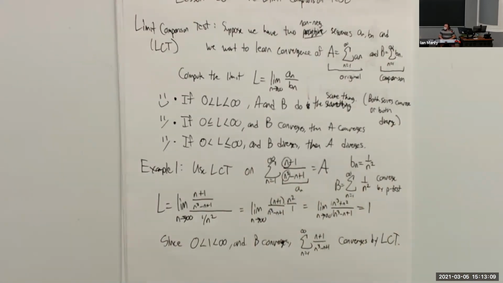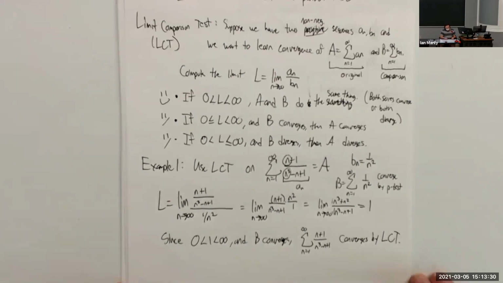Can the LCT be used in lieu of the direct comparison test? Yes, it can, and my bias is to use the limit comparison test as often as possible. I personally don't really like the direct comparison test very much, so by default I use the limit comparison test. But we'll see later that the limit comparison test does have its limits, I guess you could say.